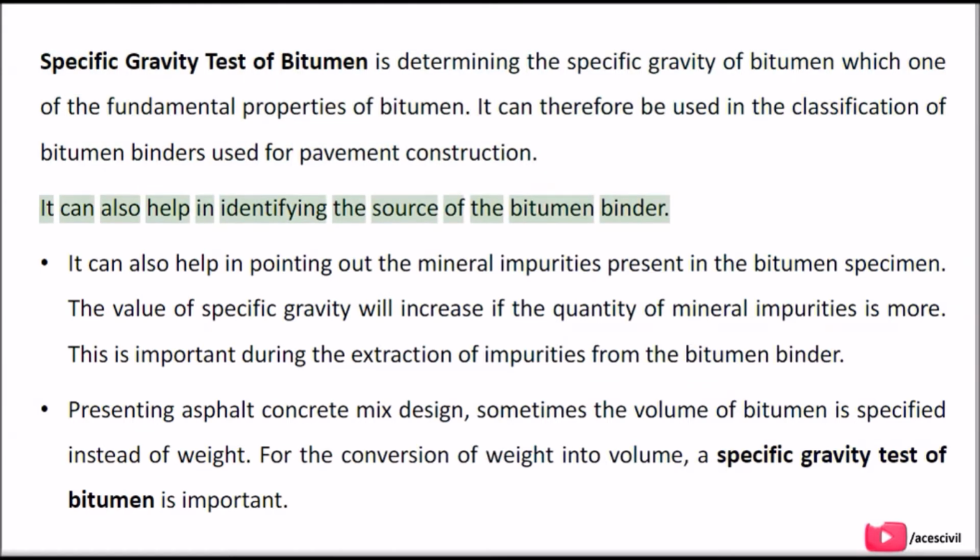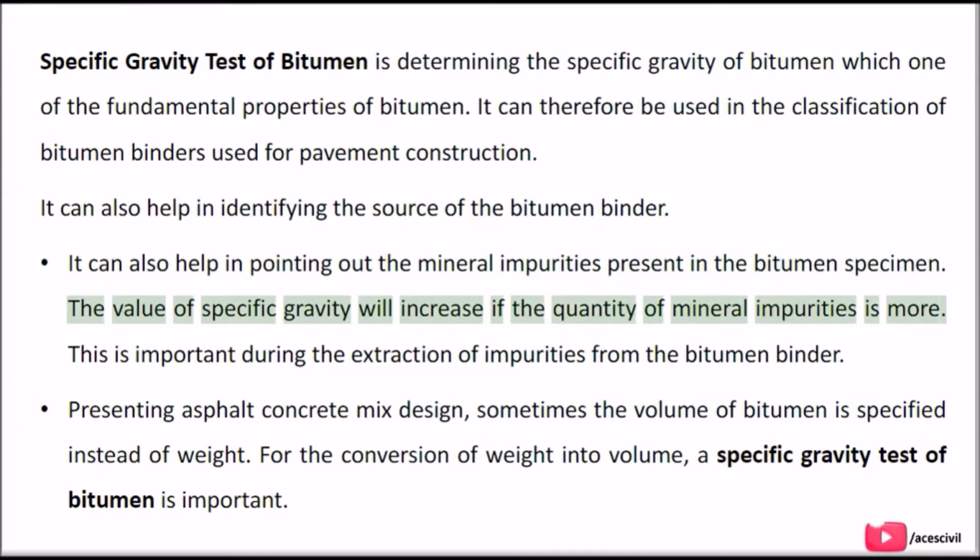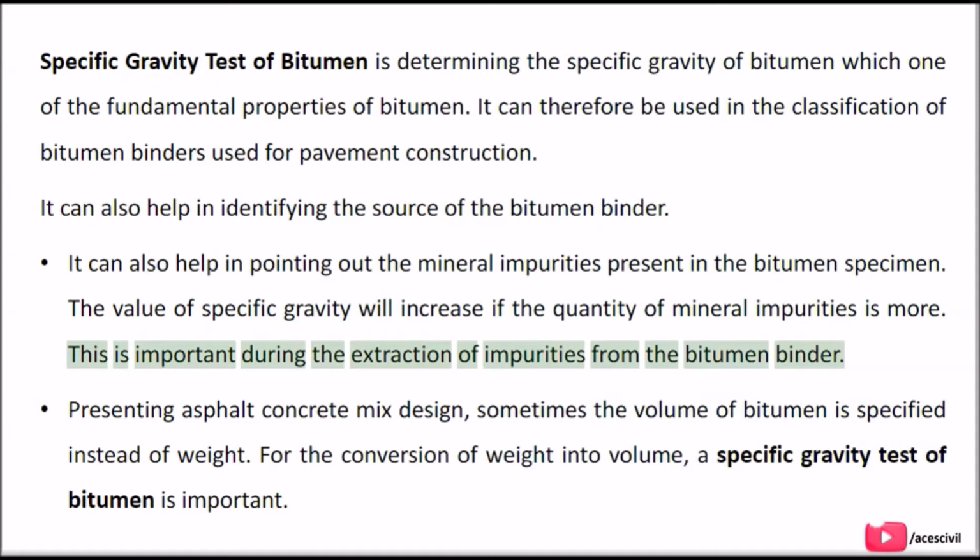It can also help in identifying the source of the bitumen binder. It can also help in pointing out the mineral impurities present in the bitumen specimen. The value of specific gravity will increase if the quantity of mineral impurities is more. This is important during the extraction of impurities from the bitumen binder.